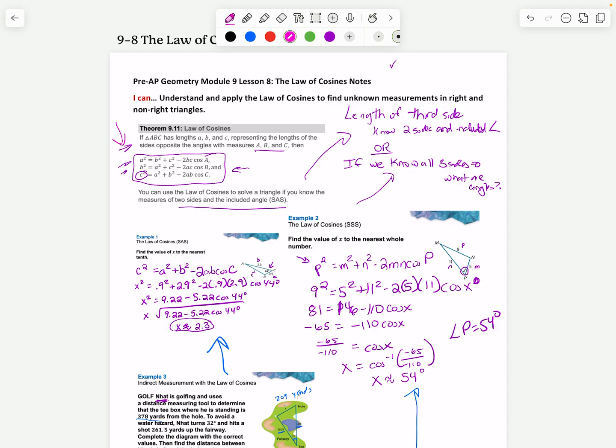But bring all your work for these that you've done these couple days I've been gone. The law of sines, law of cosines, bring all that work on Tuesday. I will be looking at that. Don't just have the answers, okay?